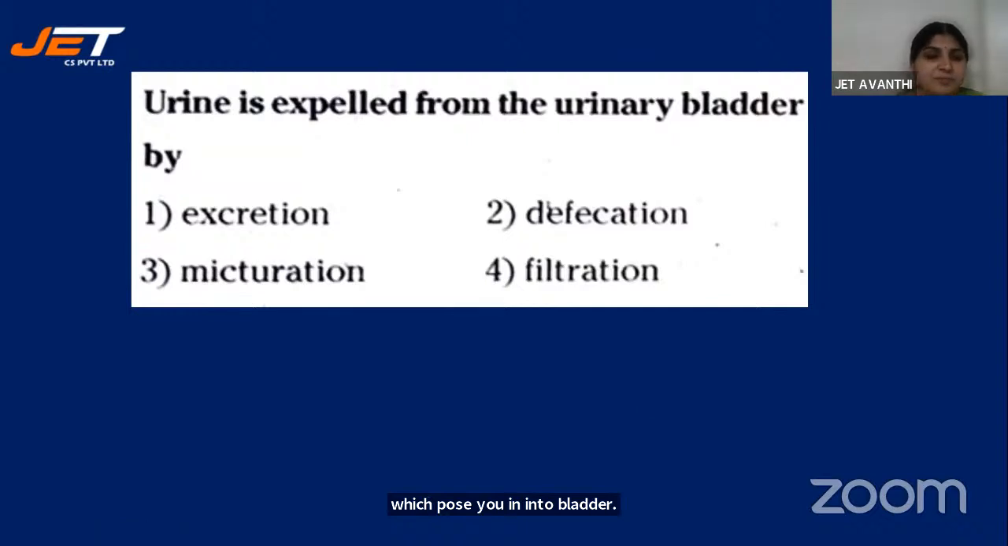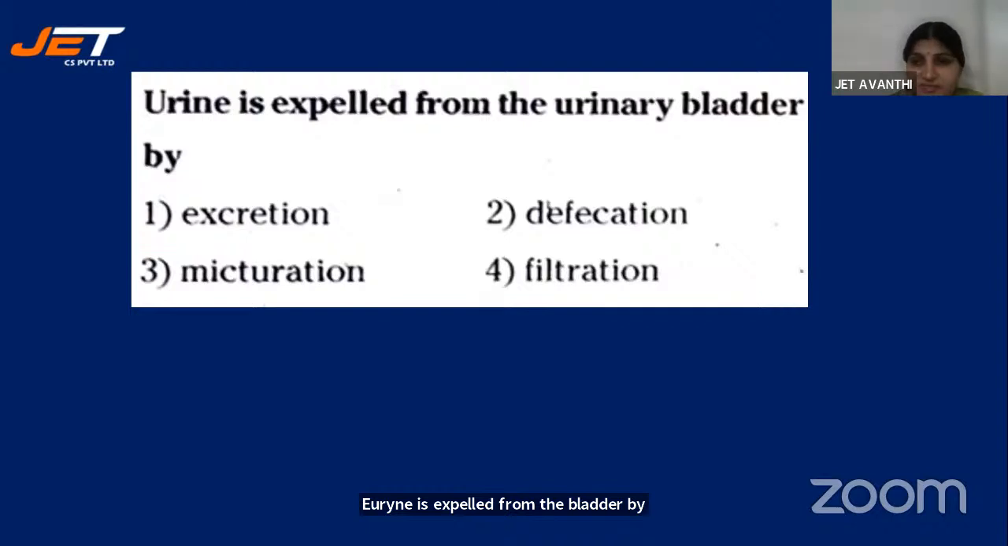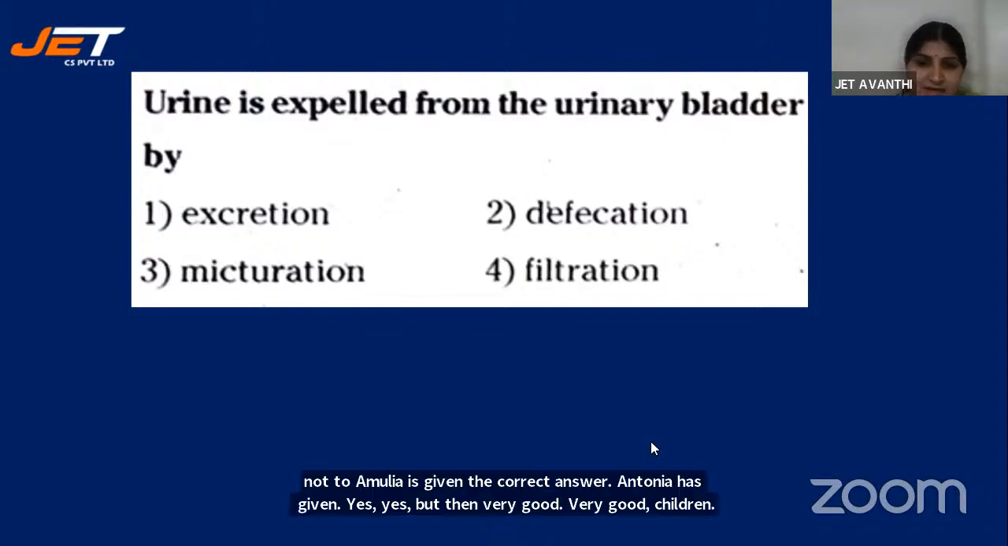Very good. Next, urine is expelled from the bladder by what? That process we call what? Excretion, defecation, micturition, and filtration. What's the answer, children? It's not 1, it's not 4. Yes, Bhavani has given the correct answer. Avinash, it's not 2. Amulya has given the correct answer. Anthony has given it, yes, Vardhan. Very good, children. It is micturition. Micturition is the correct answer.